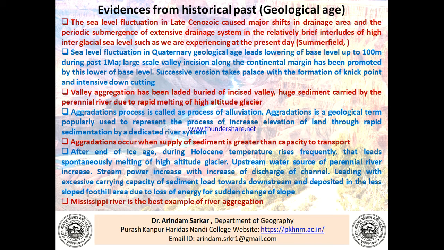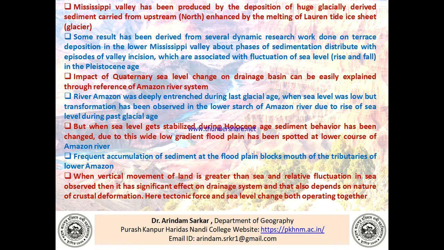Now, after the end of the ice age, during the Holocene, temperature rises frequently, which leads to spontaneous melting of the high altitude glaciers. Now what happens? Upstream water sources of the perennial river increase. Stream power increases with the increase of discharge in the channel, leading to excessive carrying capacity of sediment load towards the downstream, which is deposited in the gentle slope foothill area due to the loss of energy at a sudden change of slope. Mississippi River is the best example of this river aggradation.